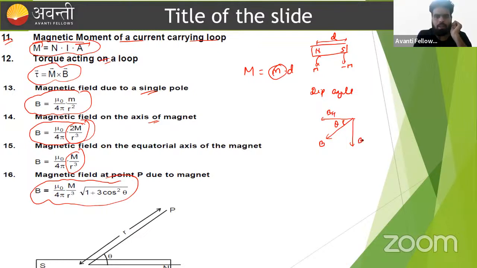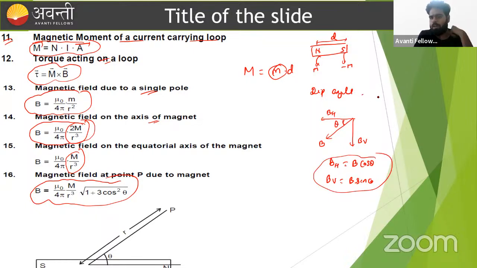Okay beta, and this is the vertical. So we can say here B horizontal is always written as net magnetic field into cos theta, and B vertical is written as B sin theta. Yes, beta, what is the dip angle? It is the angle made by the net magnetic field from the horizontal. This is the important term we have to keep in mind.